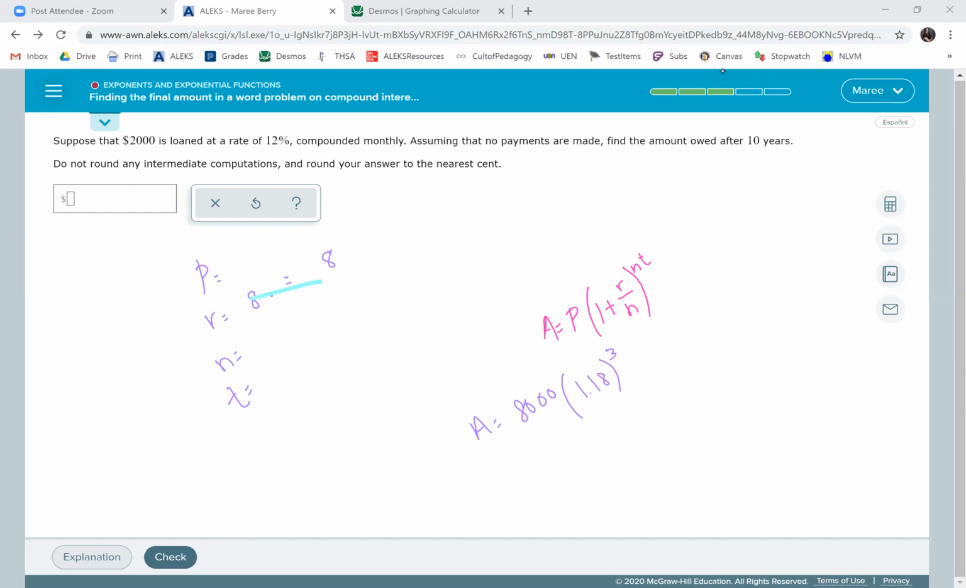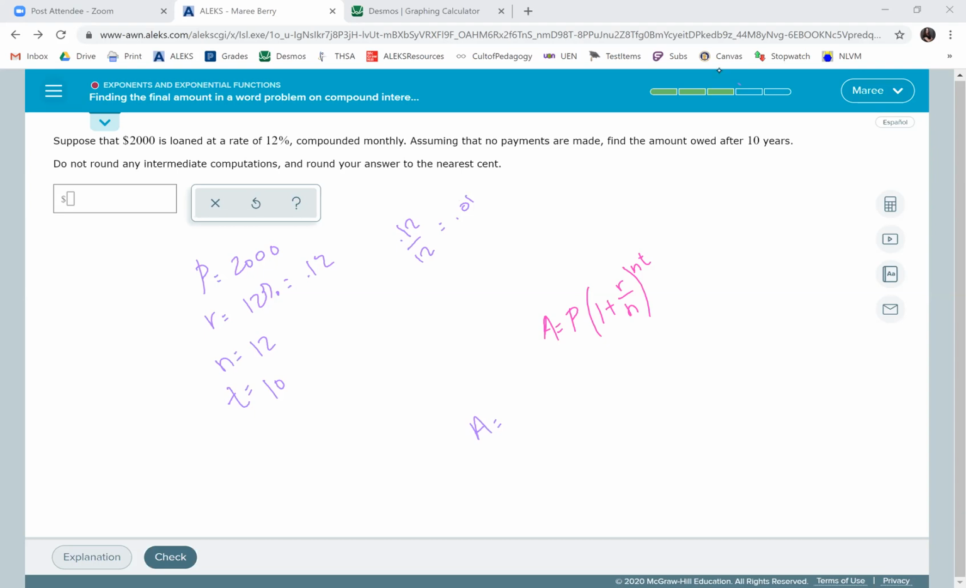Okay, so we have the last one. 2,000 is our principal. 12% is 0.12, compounded monthly. So there's 12 months in a year. And then 10 years. Okay, so we have to do R divided by N. So 0.12 divided by 12 is 0.01. So we have 1.01.